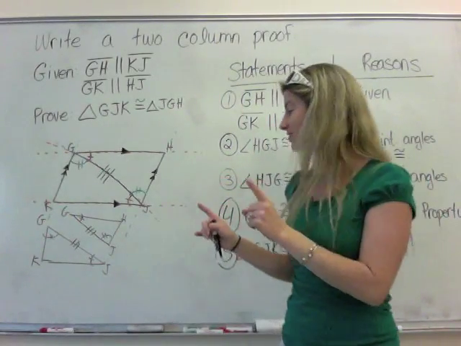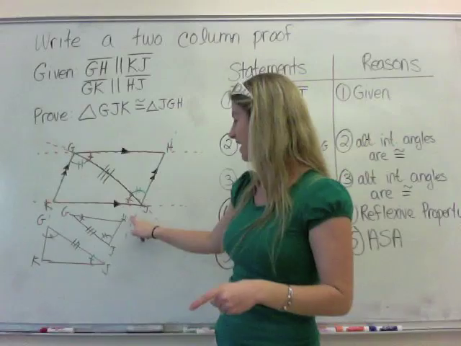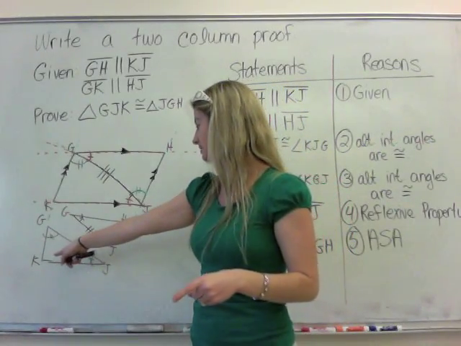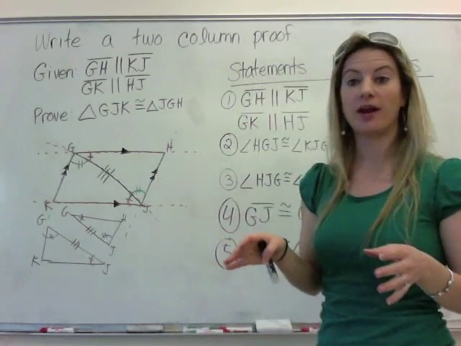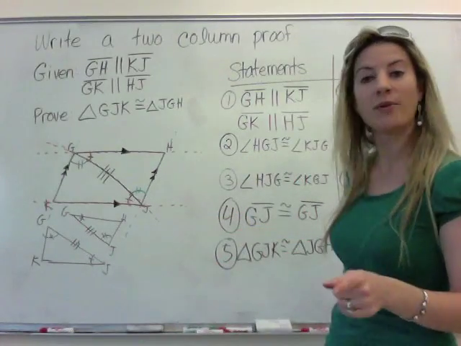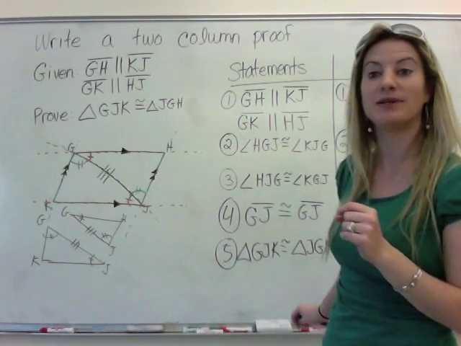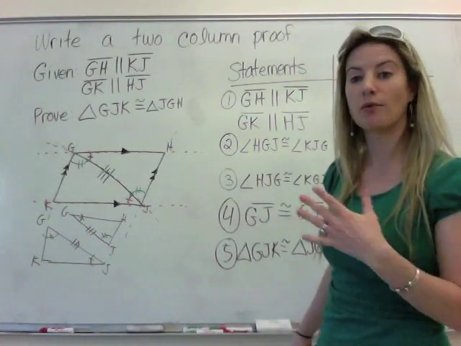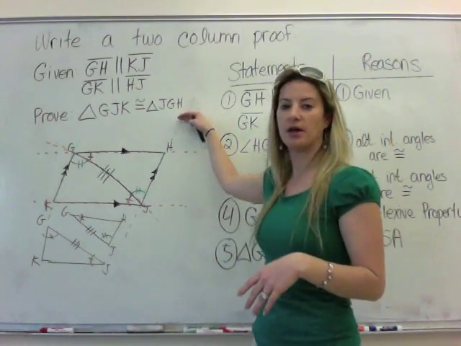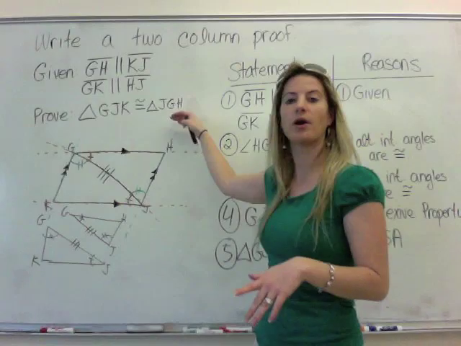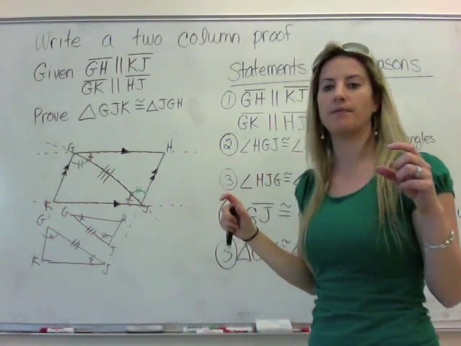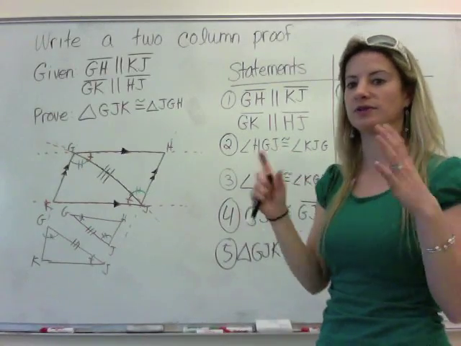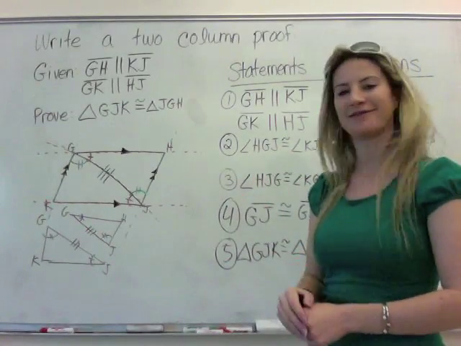Now, if I had asked you to prove that side HJ was congruent to side KG, you would have been able to do it because you would have just added one more step, and that step would have been CPCTC. So remember, proving triangles congruent is important, but I could always ask you to take it one step further and prove those corresponding parts congruent, so those segments or those angles. Very good.